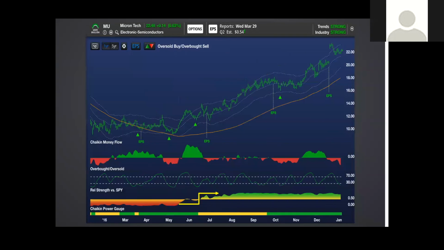Here's Micron, bullish personality change back in June, but the Power Gauge turned neutral. And it wasn't until late September when both the Power Gauge and relative strength were in gear. So there's your dynamic duo. The stock was 17, had a buy signal here, oversold buy on the way to 23. Now look what happened. We had that pattern again of a new high in the stock, just as we did with Qualcomm, with negative Chaikin money flow.